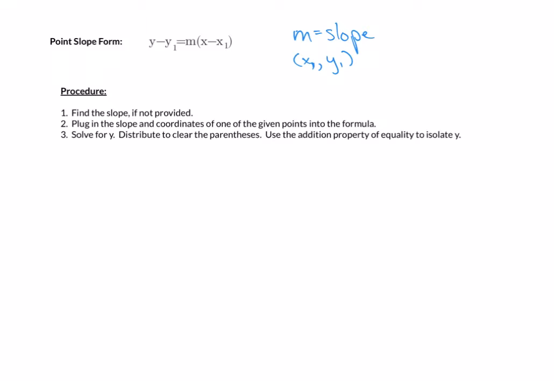But sometimes we're going to be given 2 points, and so if we are given 2 points, the first thing we want to do is find the slope, if not provided, using your slope formula. From there, you want to plug in the slope and the coordinates of one of the given points into the formula. And then, as I said, we always want our answer in slope-intercept form, so we are going to want to solve for y. In order to do that, we want to distribute to clear the parentheses, and then we're going to use the addition property of equality to isolate y. Okay, so let's go ahead and get into some examples.